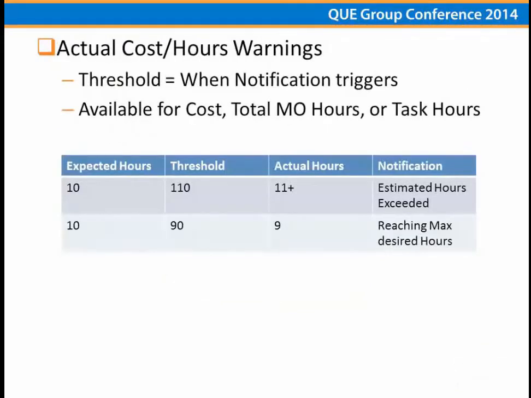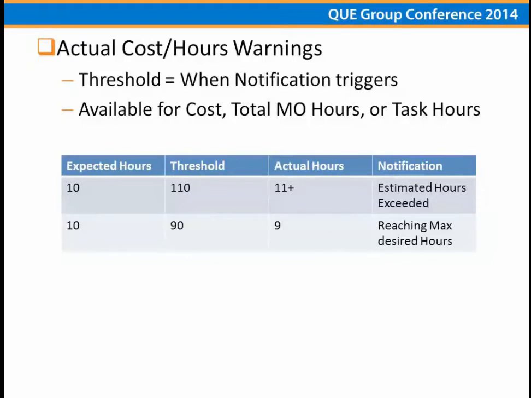And then we've got a couple of alerts as well this year, actual cost and hours warnings. So again, use that manufacturing code on those work order events. But what this alert is going to ask you for is a threshold. And you'll set a threshold, and this will be what kicks off the notification.